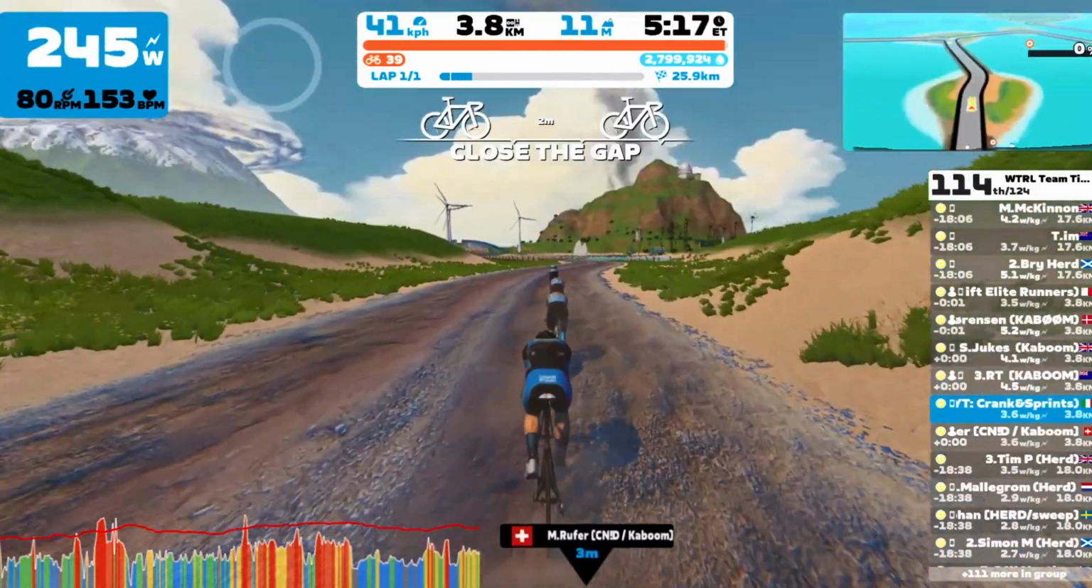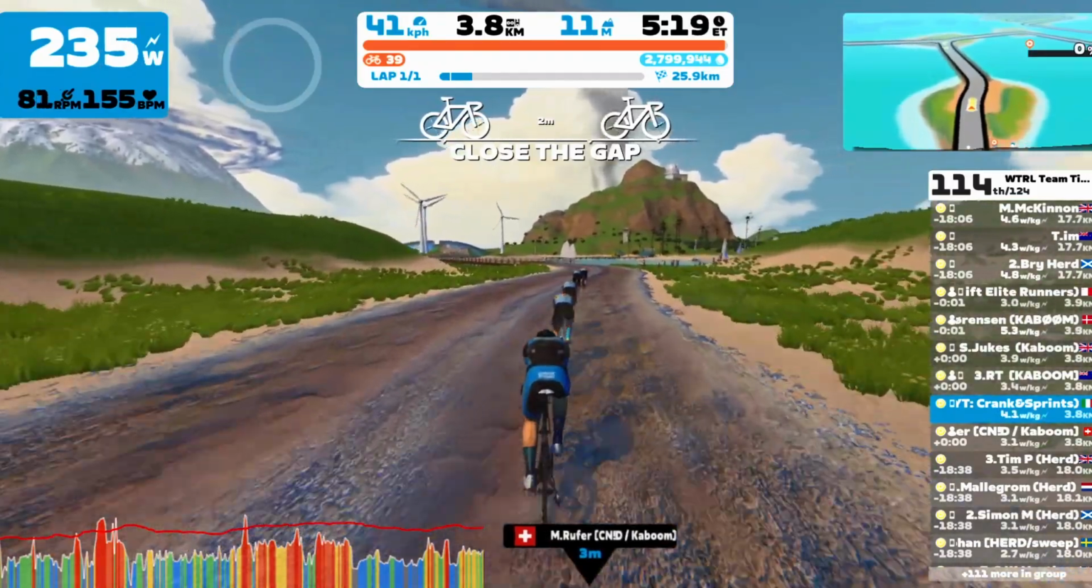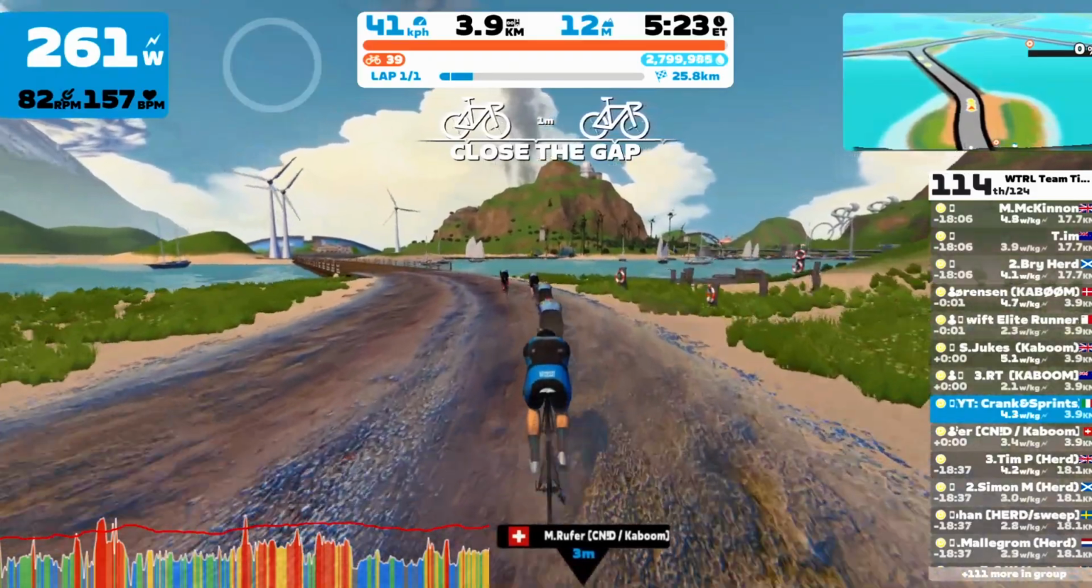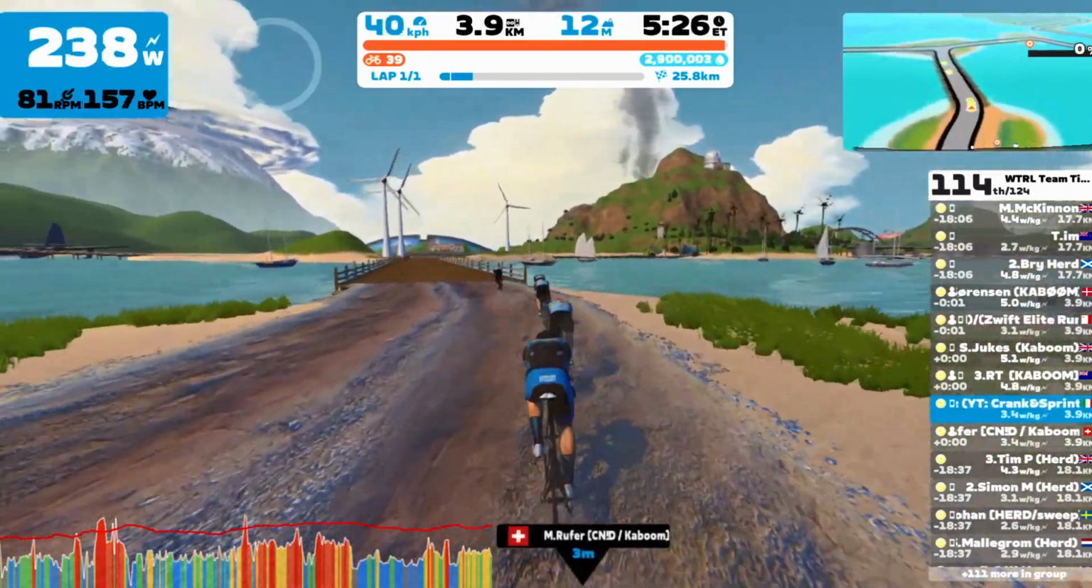But other than that, I enjoyed this training. We did this one, I would consider a group and race. So it was a very high intensity training for a long period of time.